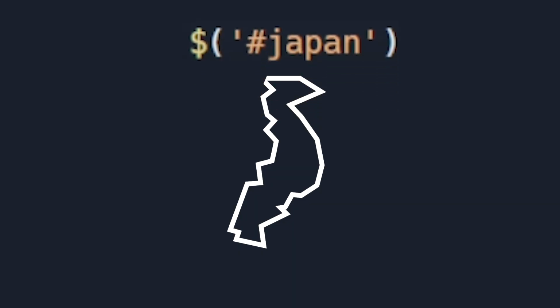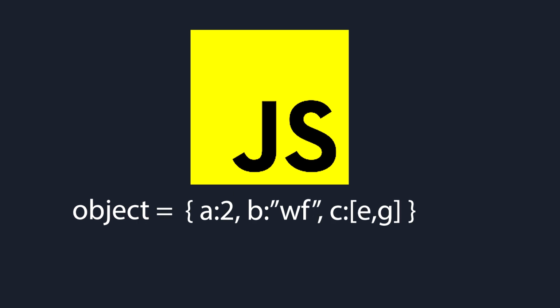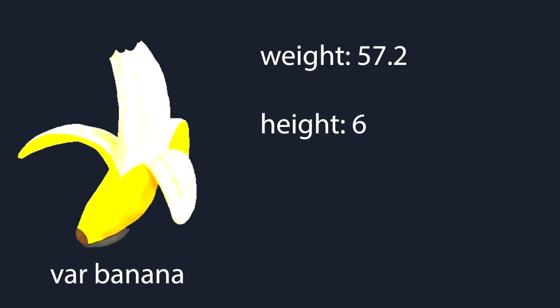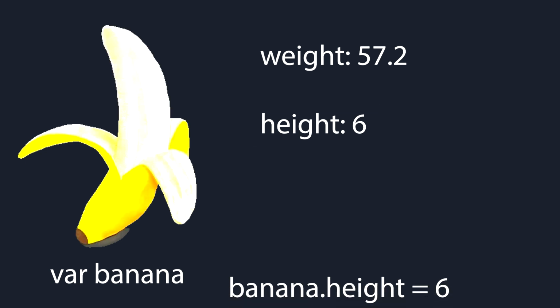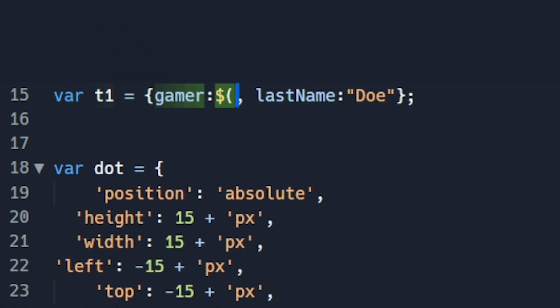Okay, so we know what our territories are named, but in Risk, territories have an owner and the number of troops on them. JavaScript has a variable type called object that stores multiple types of variables under different names. Like if I made one called banana with its weight and height. Well, if I want to use its height, I'll just say banana.height, which will reference that value as if it was a normal value.